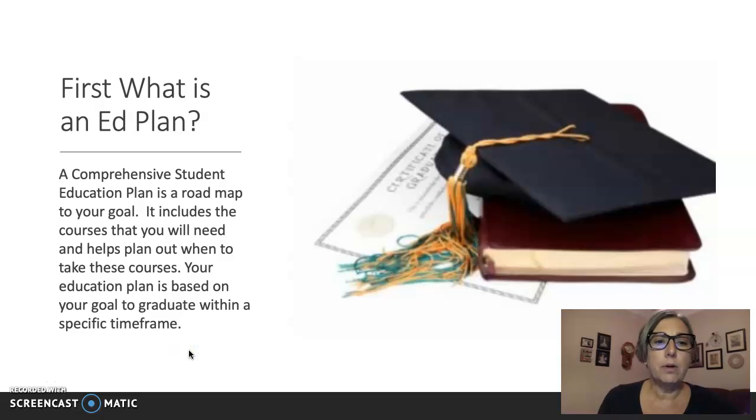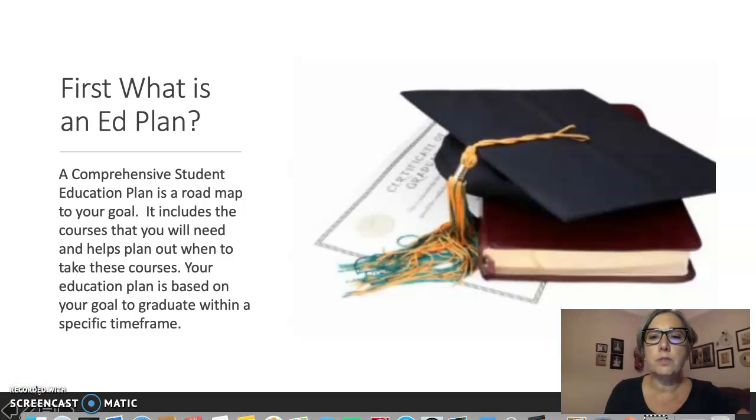An ed plan, or a comprehensive ed plan, is a roadmap to your goal. It includes the courses you'll need and helps plan out when to take these courses. Your ed plan is basically your goal to graduate within a specific time frame. Let's take a look at the difference between a comprehensive ed plan and just an ed plan, so you'll know the difference when you go to write about the two.